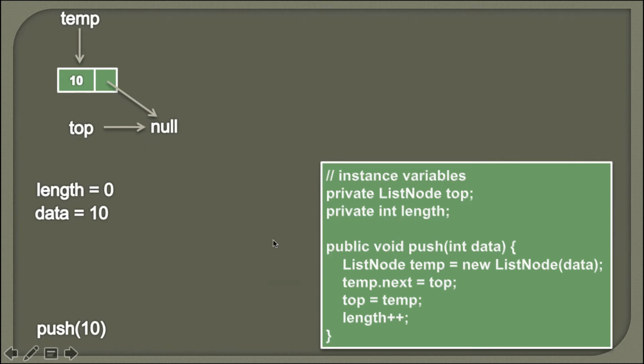Moving ahead, we'll assign the value of temp to top. Here top points to null, and when we assign the value of temp, temp is pointing to this node. So after this step, top will point to the temporary node. It would look something like this. And in the final step, as we have inserted this temporary node, we'll increment the length of the stack by 1.